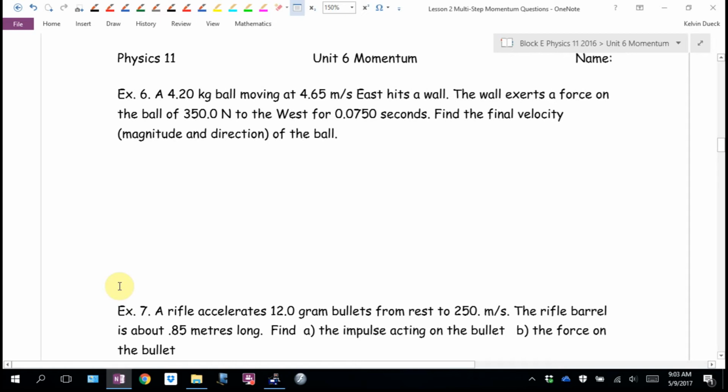I like example 6. Example 6 is a nice question. So a ball moving at 4.65 meters per second east hits a wall. The wall exerts a force on the ball, 350 newtons to the west for 0.0750 seconds. Find the final velocity, magnitude, and direction of the ball. There's a collision, there's a force, there's a time. This is a job for impulse.